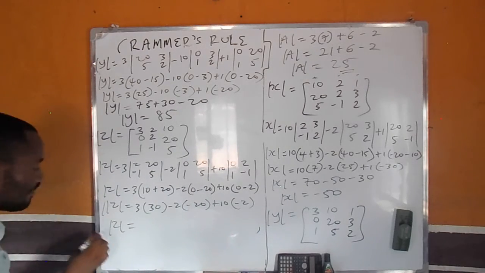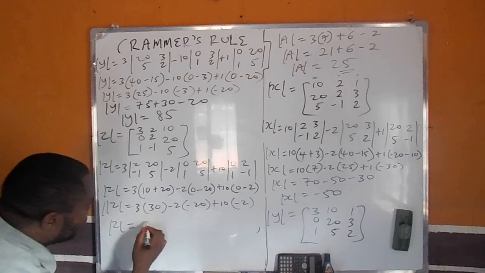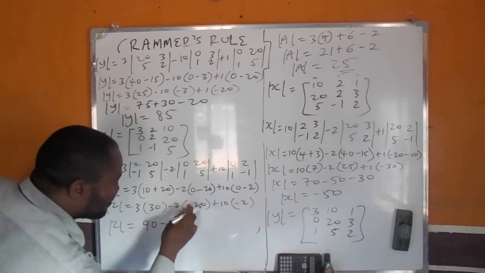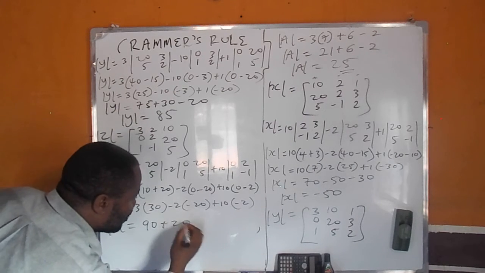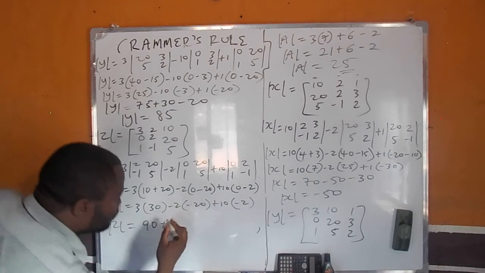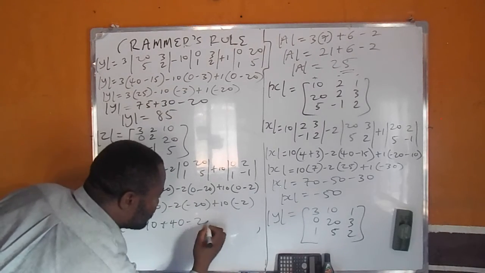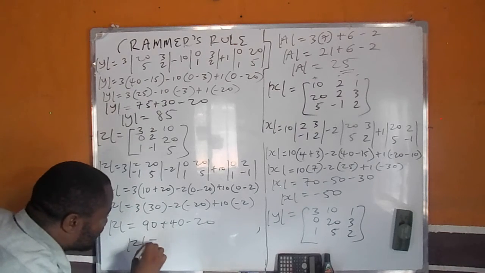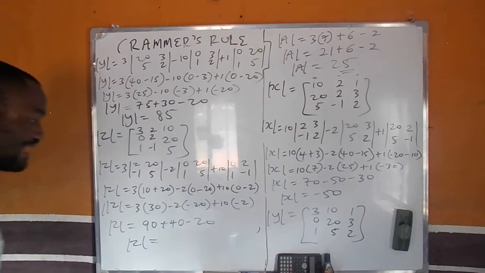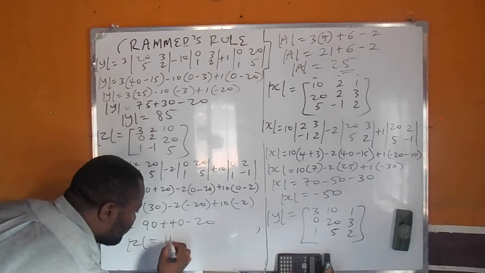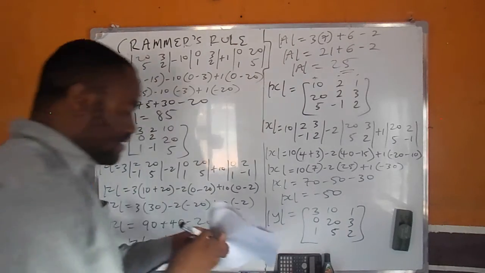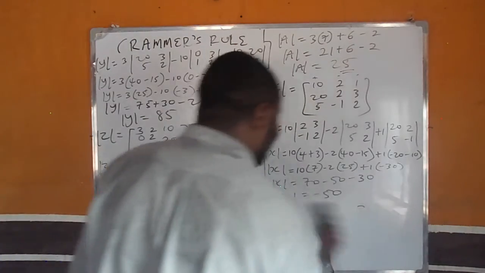The determinant of z equals, this times this, 90, minus times minus, plus 40, 2 times 20, 40, plus times minus, minus 10 times this, 20. The determinant of z equals this plus this, 130. 130 minus this will give us 110. Now we have gotten our determinant of z.